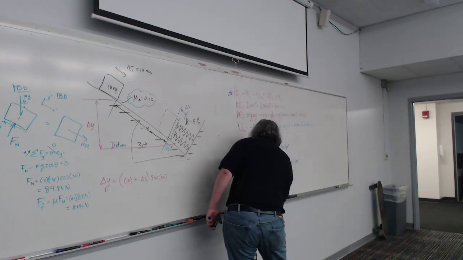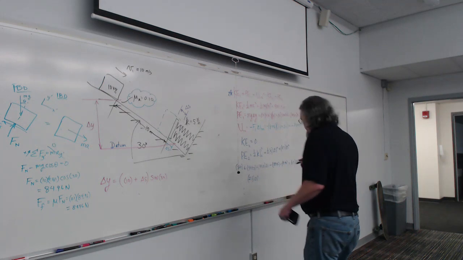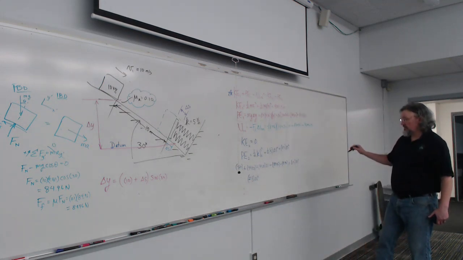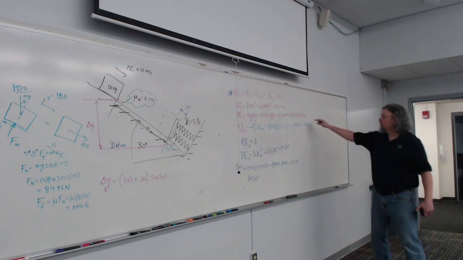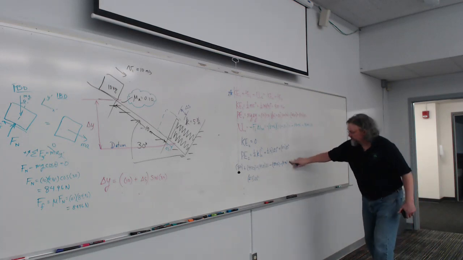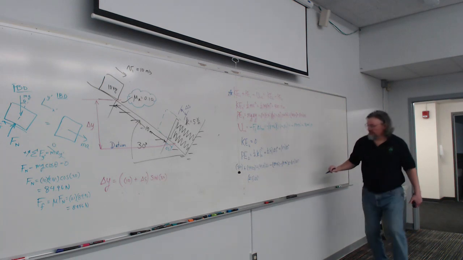So collect some stuff. 2.5 delta S squared. And then let's see, the ones with a delta S in front. Did I miss one with a delta S in front? I did, didn't I? We have this one. Oh, there you go. There you go, right?